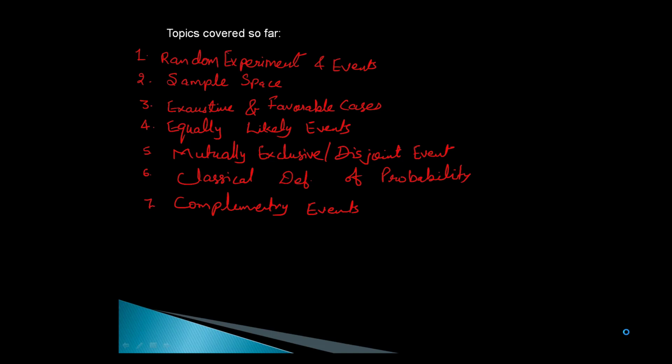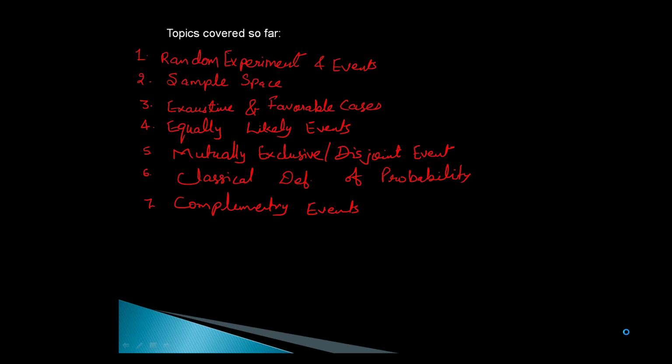In the previous video, we have covered topics like basic terminology related to probability. We have talked about random experiments and events. We have talked about sample space, which is the set of all possible events of any experiment. We have talked about exhaustive cases and favorable cases. Exhaustive cases means all possible cases. Favorable cases means the cases which are desirable for that event in that particular random experiment.